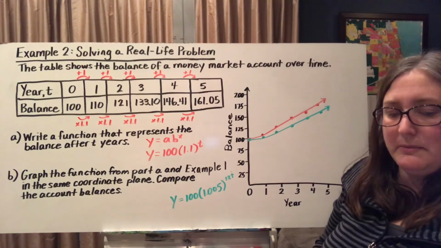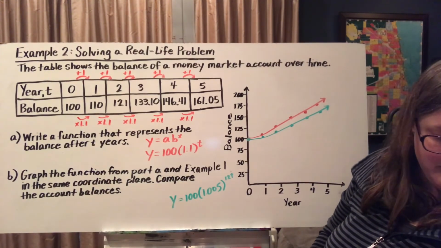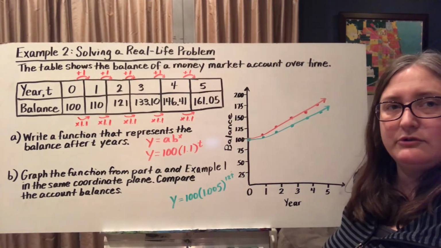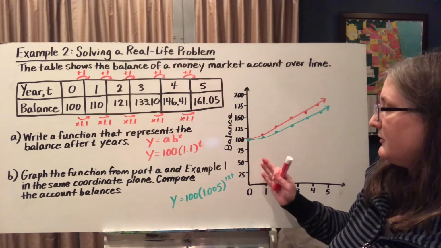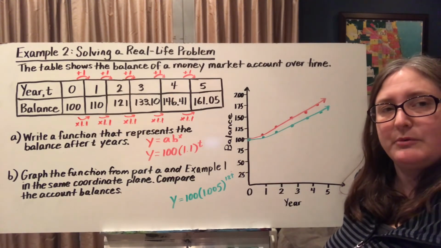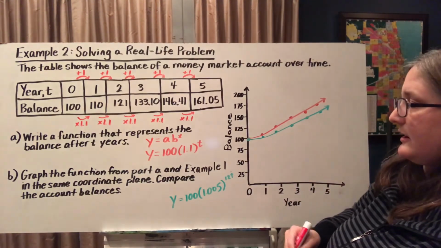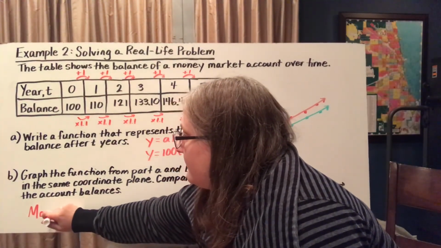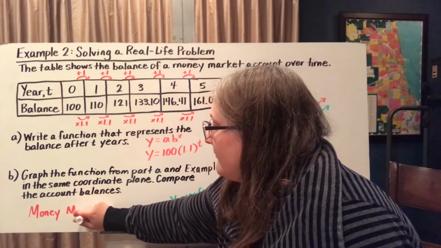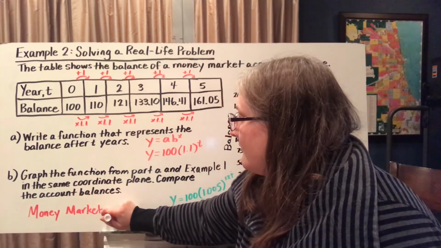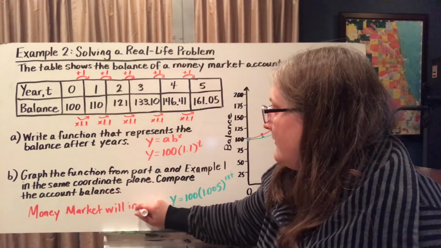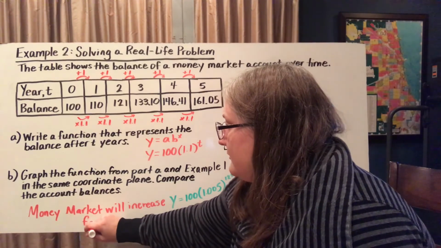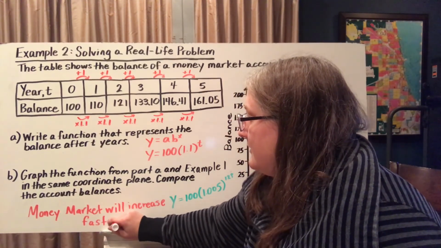So when I go to compare these two, I notice that if I put my money in the money market account, it's actually going to increase faster. So both of these start with $100, but if I had to choose somewhere to put my money, I'm going to put it in the money market account. So the money market account is going to increase faster. Which is a positive if I want my money to increase quickly. And who doesn't?